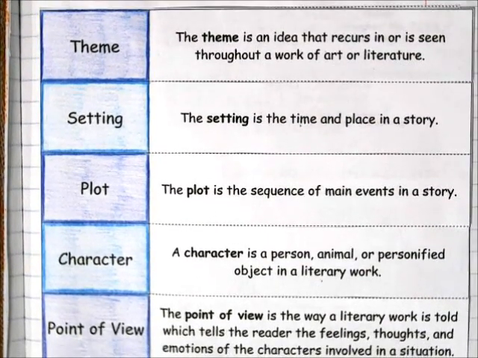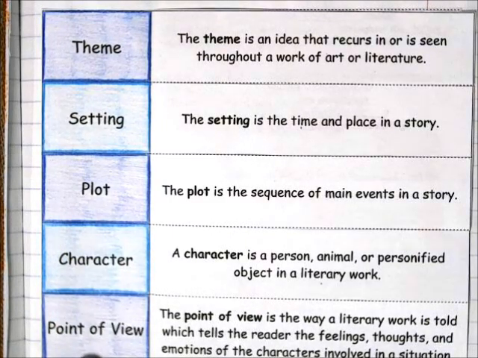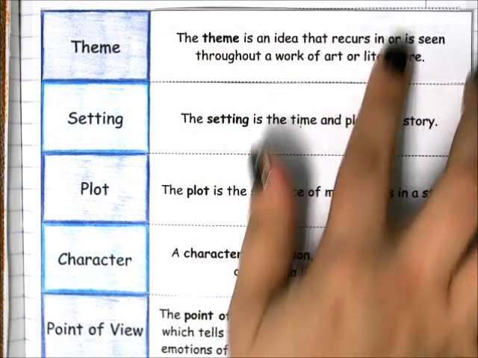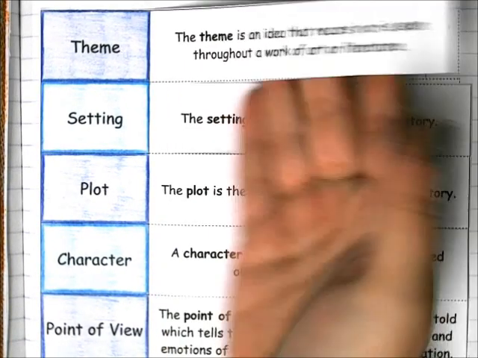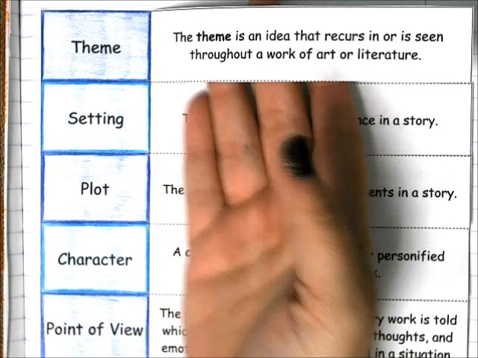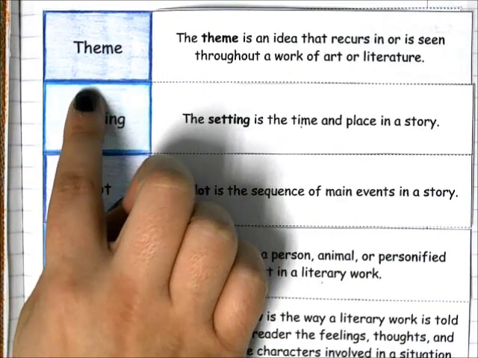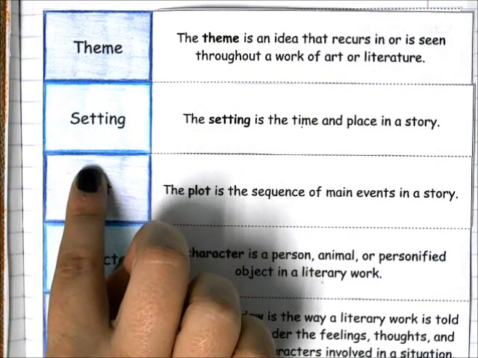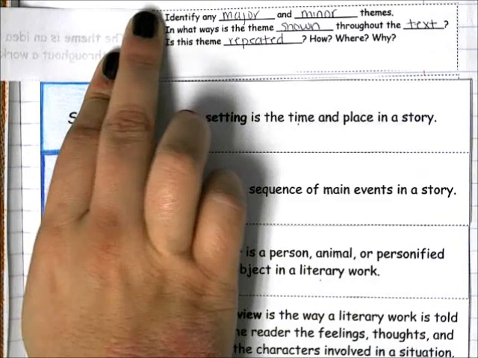So you're taking the page that says theme, setting, plot, character, etc., and you're gluing it on the part where it says those words, and you should have already cut the tabs like you see here, and you want to make sure you don't glue the white part because you want it to lift up just like that. So you're only going to be gluing on the blue. If you cut on the line, you're just going to be gluing it really close to each other.